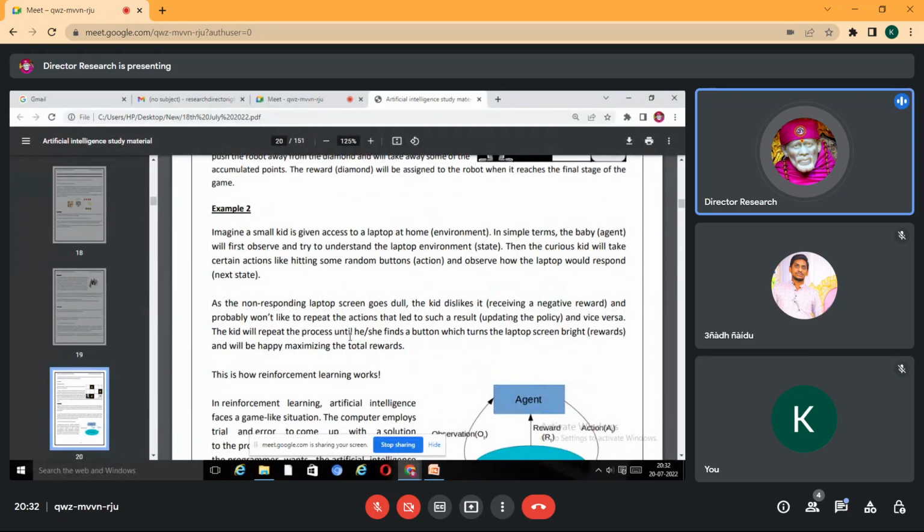A small kid is given access to a laptop. In simple terms, the agent first observes and tries to understand the laptop environment. It presses random buttons and observes how the laptop responds. That is the example.